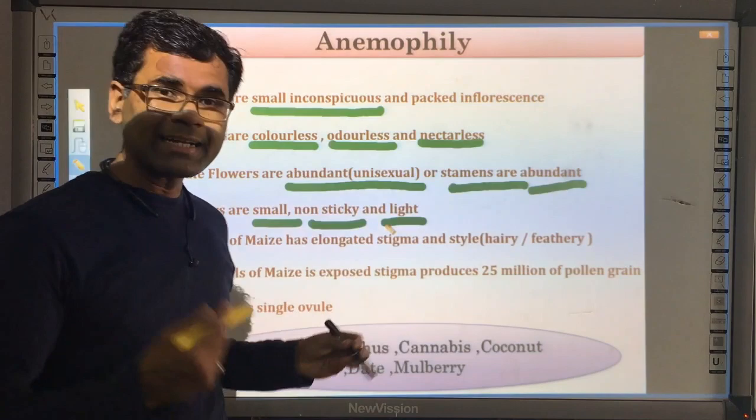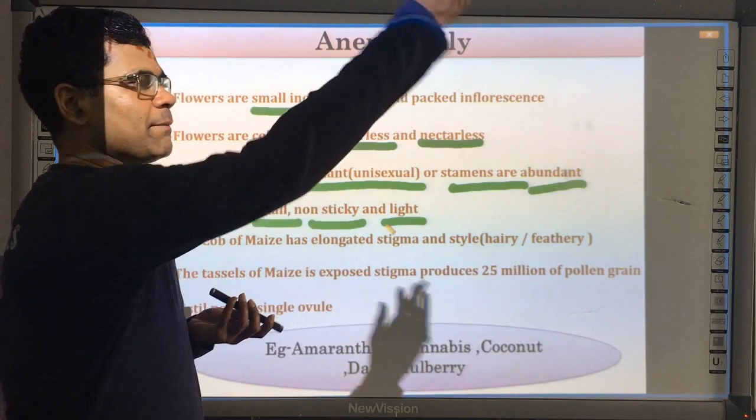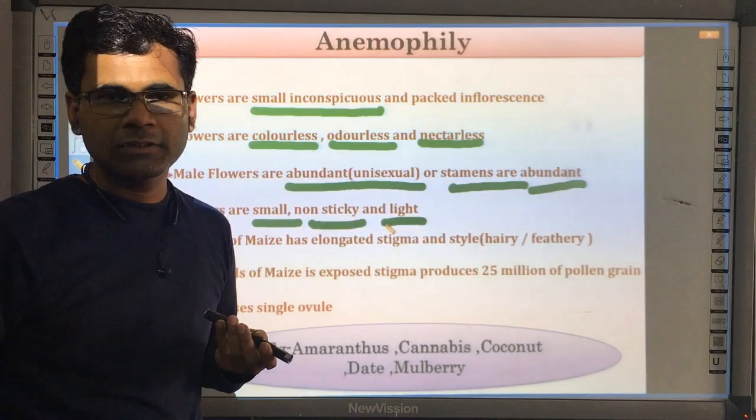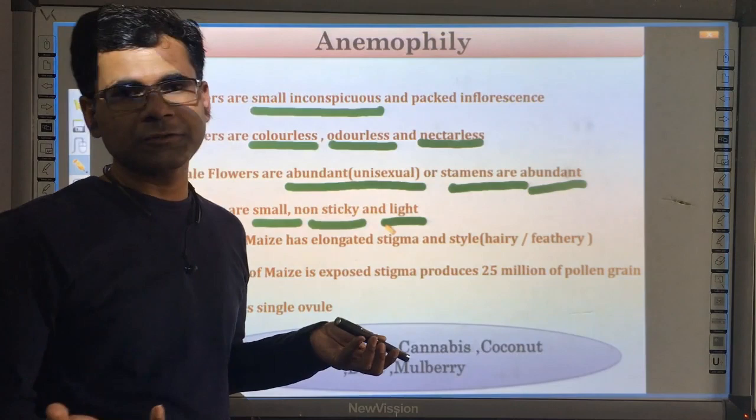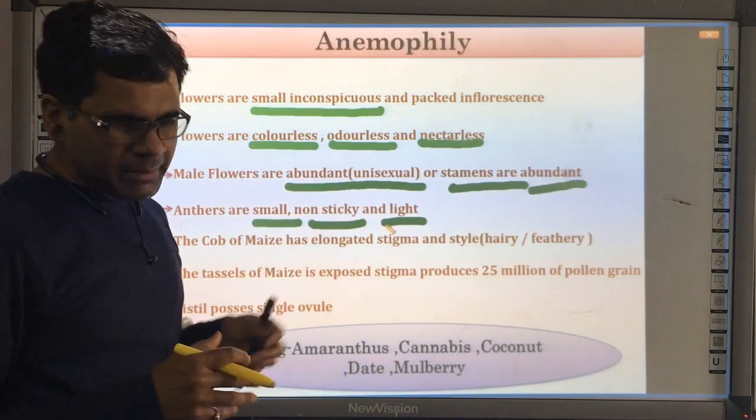Right, so anthers should be small, and they should be non-sticky, because suppose the wind is taking the pollen grain and the pollen grain sticks to another surface, so definitely that does not ensure the pollination. Okay, so that's why it should be non-sticky and it should be light so that it can travel a long distance.